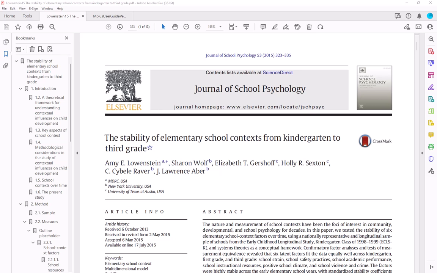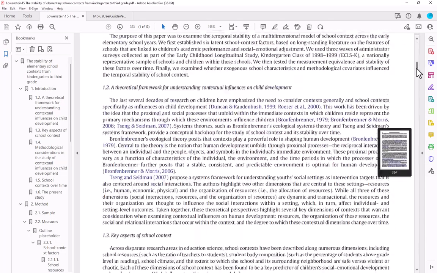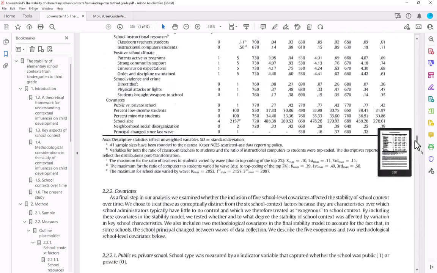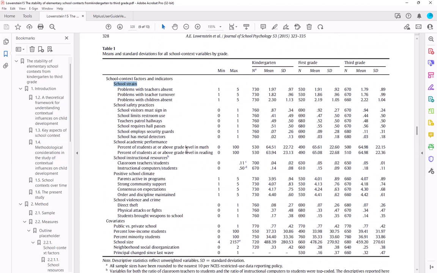Hi, this is Leite, and in this video I'll demonstrate automated measurement invariance testing in Mplus. I will run a demonstration based on this article here, the stability of elementary school contexts for kindergarten to third grade. I will be fitting confirmatory factor analysis models and doing invariance tests based on constructs in this table.